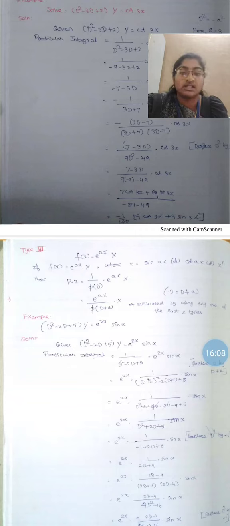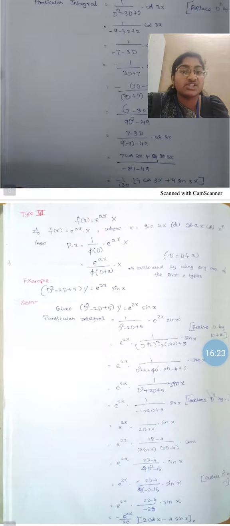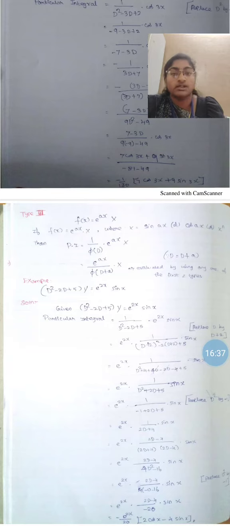So 7 cos 3x minus 3d. We already know that the value of d is minus 3. So minus into minus is plus, 3 into 3 is 9 sin 3x. The differentiation of cos 3x is minus sin 3x. So in our denominator minus 81 minus 49 becomes 130, right? Yes, 130, minus 1 by 130. So in the bracket, 7 cos 3x plus 9 sin 3x.